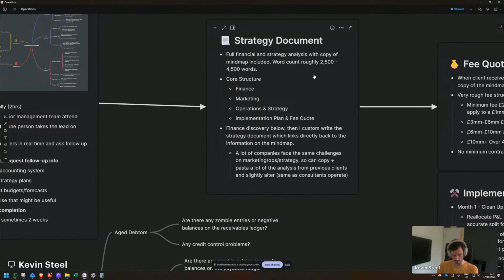The word count is usually between 2,500 and 4,500 words. I think the longest one I ever did was about 7,000 words or something. And I do not use AI to write this document at all. No AI. You wouldn't see any em dashes. You wouldn't see any AI formatting.